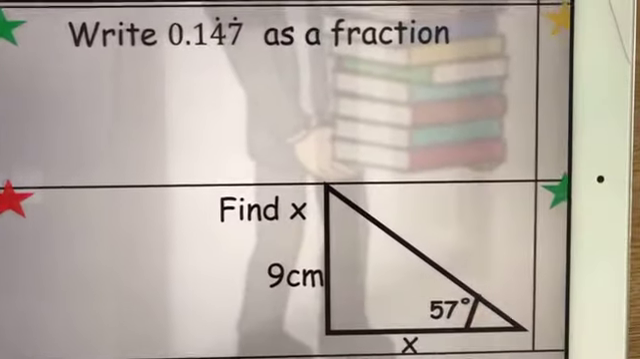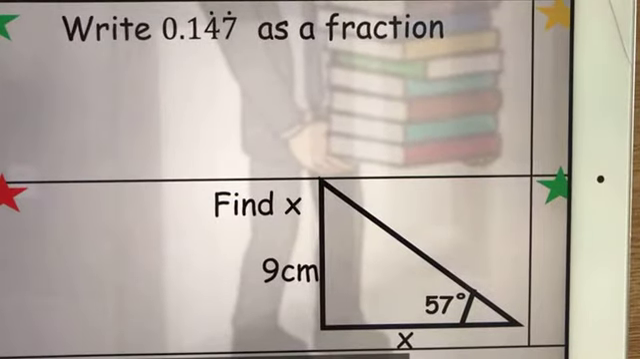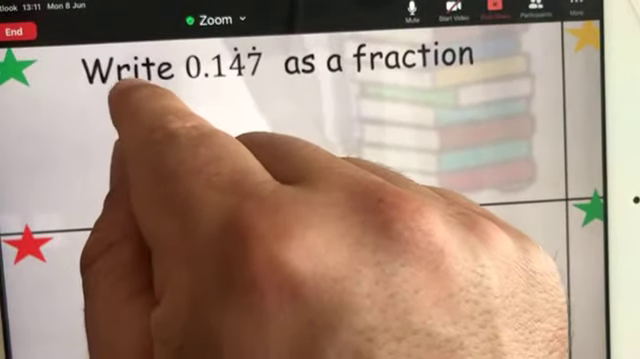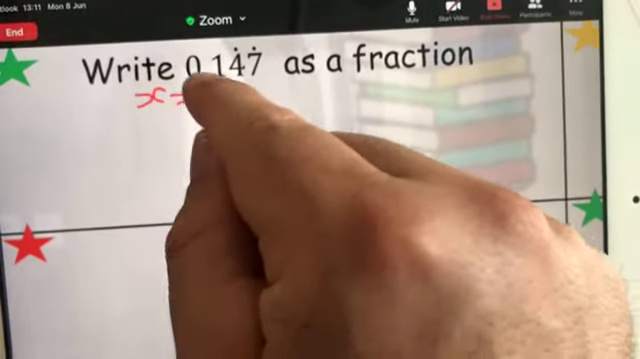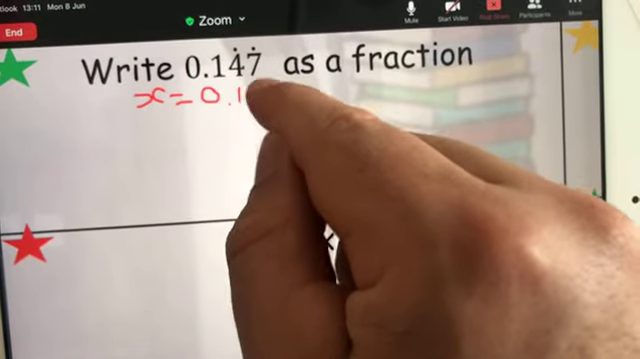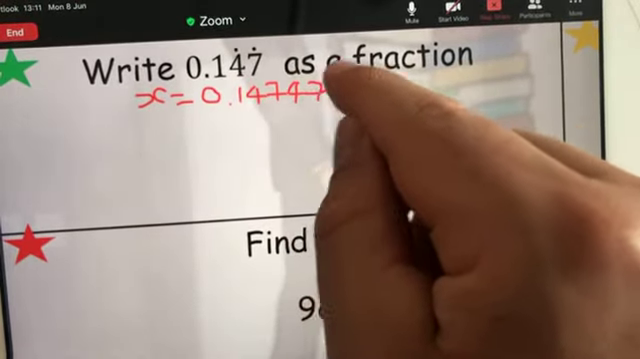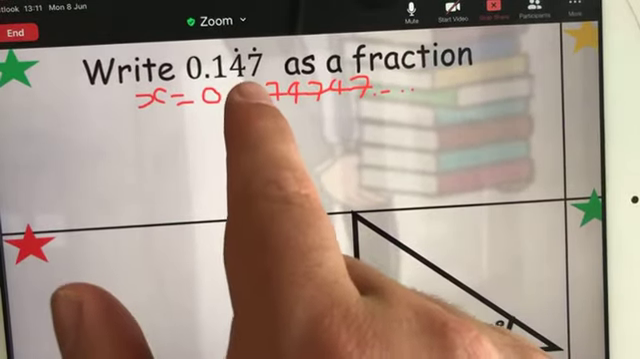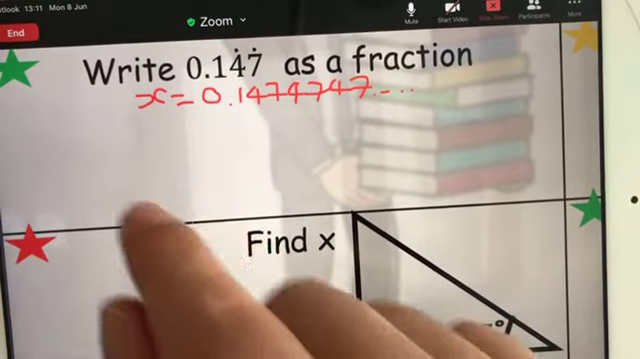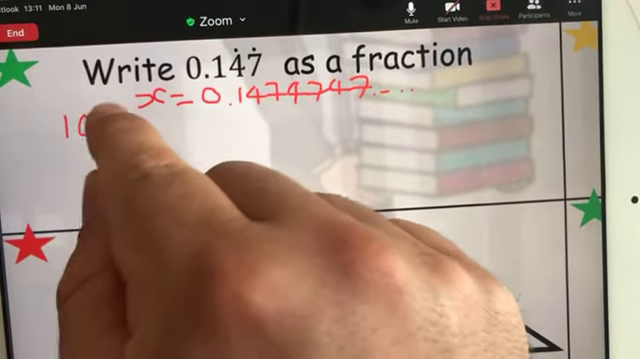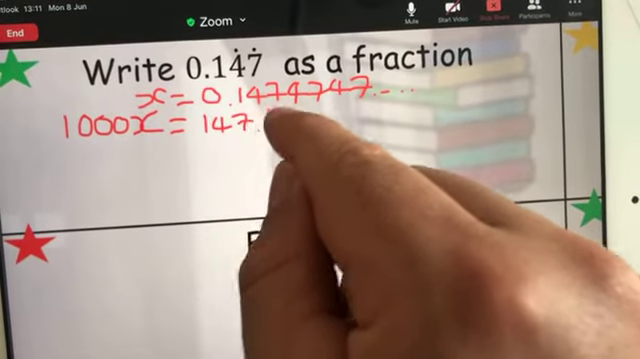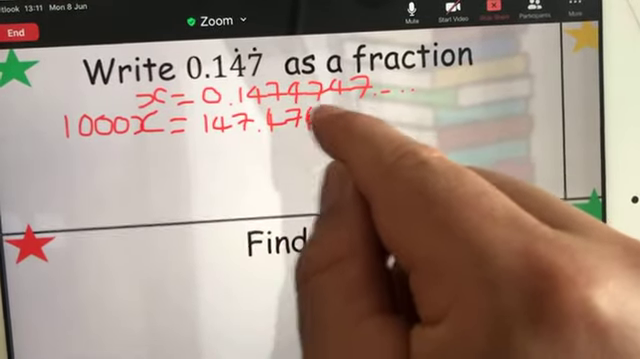Okay, this is one of the topics we did on Friday, I think. So you've got to times this by 2 things. So I'm going to turn this into a formula. x equals 0.1474747, going on forever. Okay, I've got to times this by 2 things. I've got to times it by something to get both the recurrent digits over the decimal point. So I'm going to times it by 1,000 for that. So 1,000x equals 147.474747.